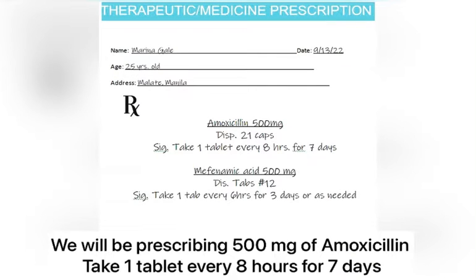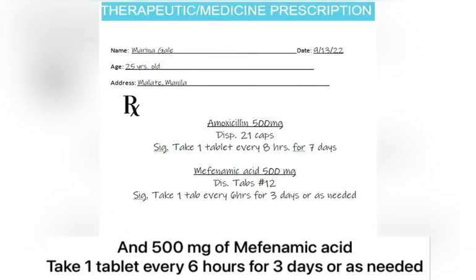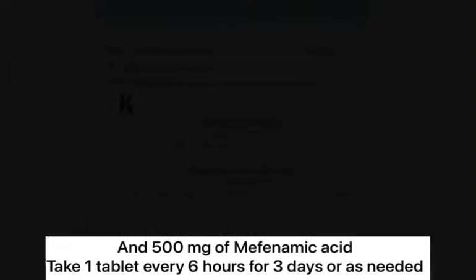We will be prescribing 500 milligrams of amoxicillin. Take 1 tablet every 8 hours for 7 days. And 500 milligrams of mefenamic acid. Take 1 tablet every 6 hours for 3 days or as needed.